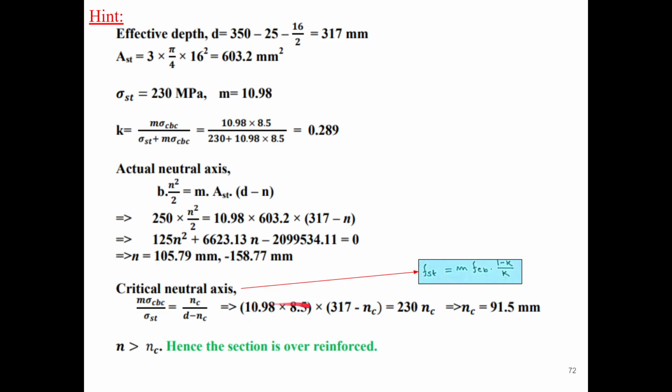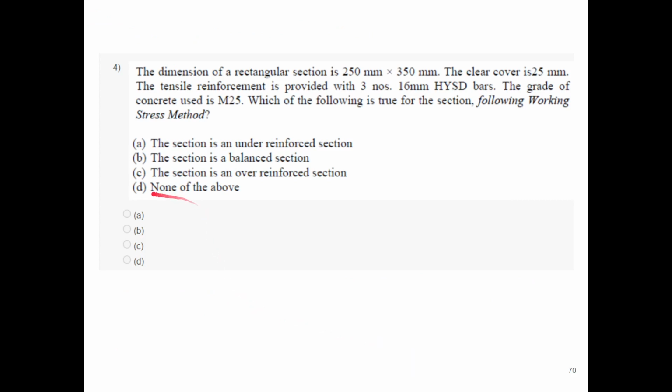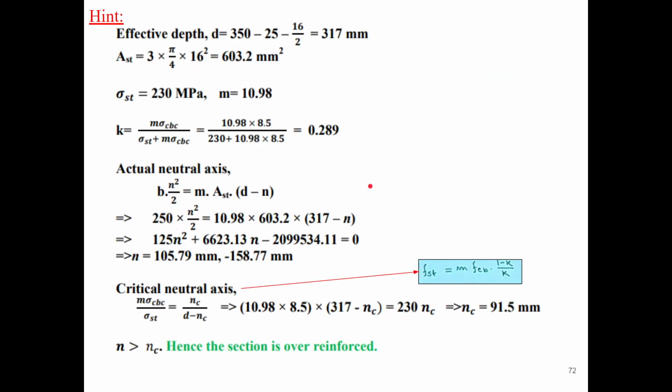So here if you can see, this is the x value. This critical neutral axis is less, or you can say the actual neutral axis is more than the critical. So when it is more, it is always over reinforced. Hence the section is over reinforced. So C is the correct option. The section is an over reinforced section.